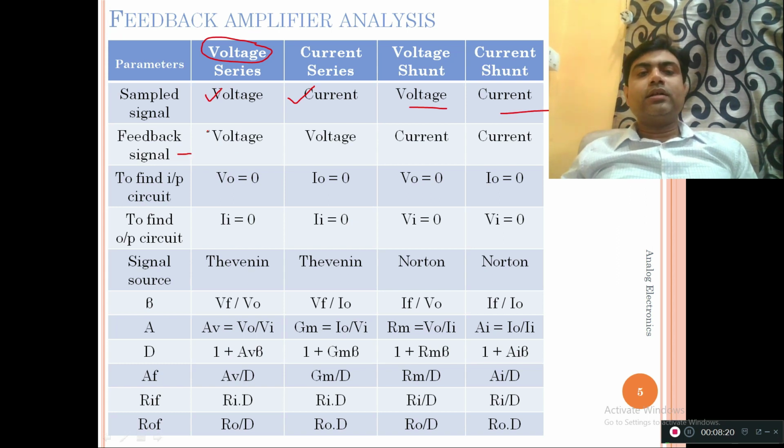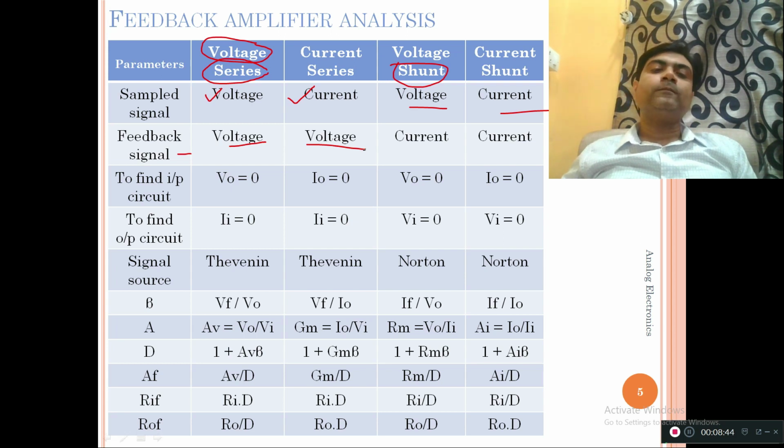Now feedback signal. Feedback signal depends upon the second term, that is series or shunt. If it is series mixing, the feedback signal will be added with the source voltage in the form of voltage, and if it is shunt mixing, then the feedback signal is added with the source in the form of current. So when I am writing series, you can easily see from this table that I am using the feedback signal as voltage, and if I am writing shunt, then I am using the feedback signal as current.